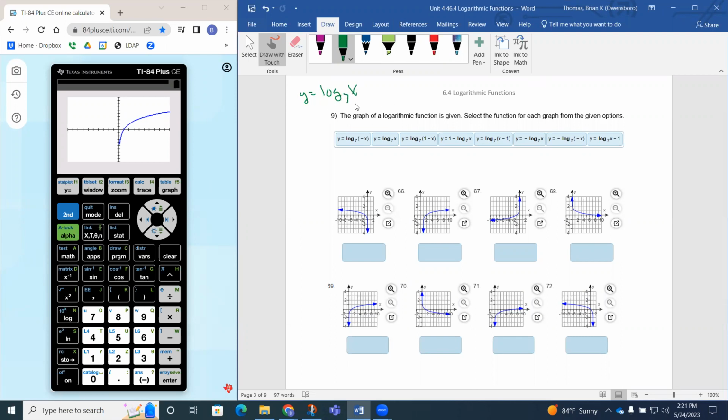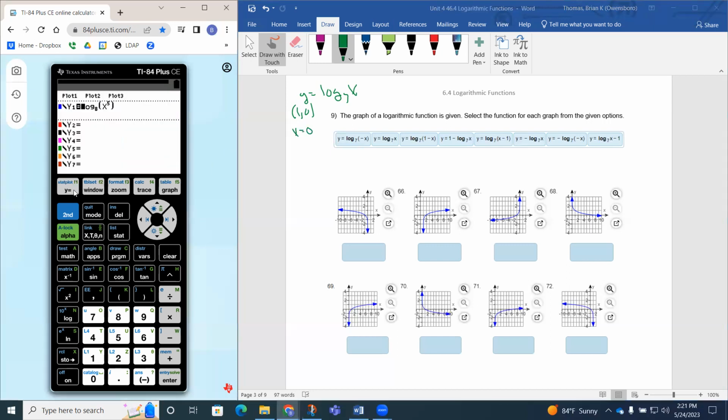Now remember, for a log function, instead of having a y-intercept, it's actually going to have an x-intercept. So (1, 0) is going to be the x-intercept. Instead of having a horizontal asymptote, it's going to have a vertical asymptote, which is going to be at x equals 0. So those are the main two characteristics of this function.